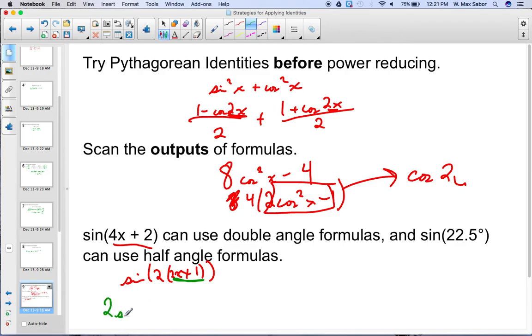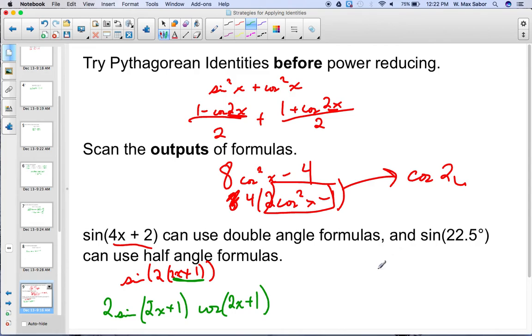So the original formula is 2 sine u cosine u, but you have 2x plus 1 taking the place of u. So this is double of 2x plus 1. So we use 2x plus 1 as part of the substitution. That's a big idea. That does mess people up a lot. You can use a double angle formula here as long as half the angle you treat as 2x plus 1.